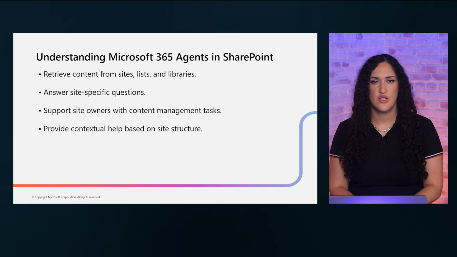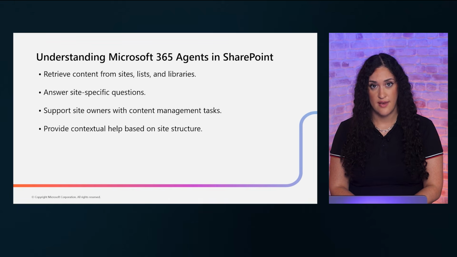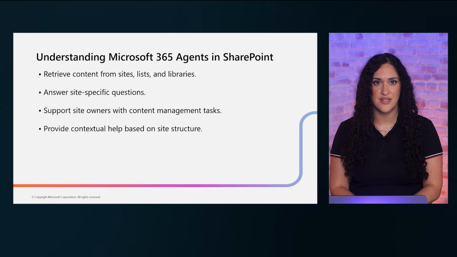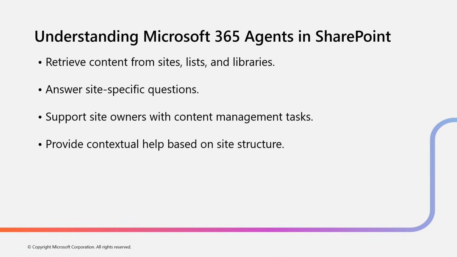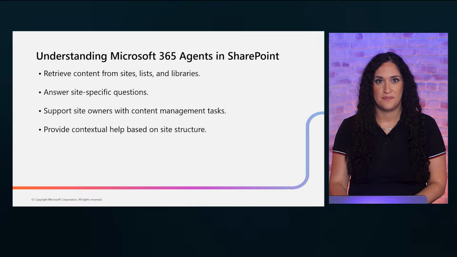In SharePoint, agents retrieve content from sites, lists, and libraries. They answer site-specific questions. They support content management, and they provide contextual help based on the site's structure. If your sites are unstructured with a lot of random data, your agent might hallucinate. Content quality is the foundation of agent quality.